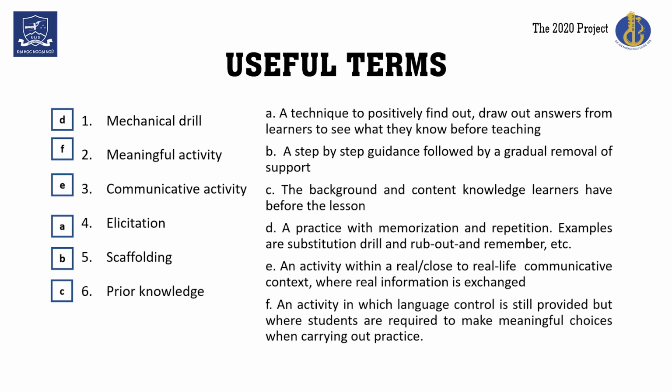Fourth, the term elicitation refers to a technique to find out and draw out answers from learners to see what they know or what they can guess in a positive way. Fifth, the term scaffolding refers to step-by-step guidance followed by a gradual removal of support. Scaffolding means the activities are arranged from easy to more difficult. And finally, the term prior knowledge refers to the background and content knowledge learners have before the lesson.